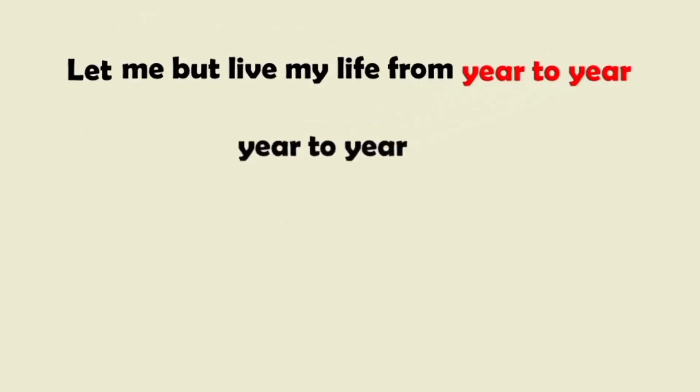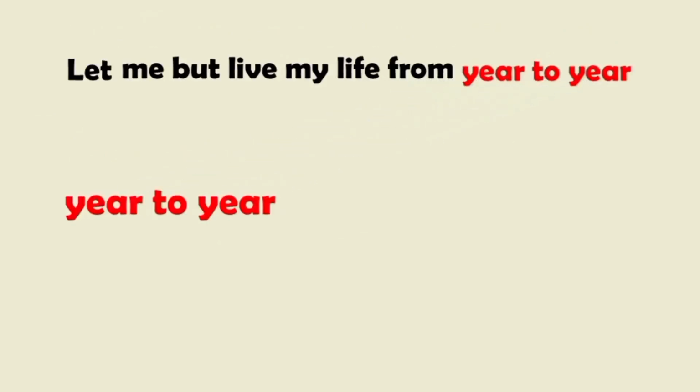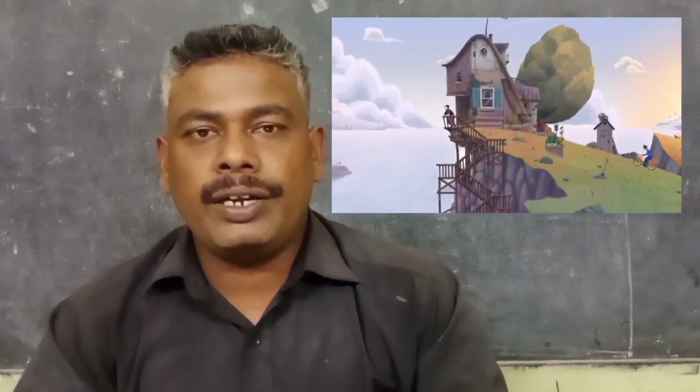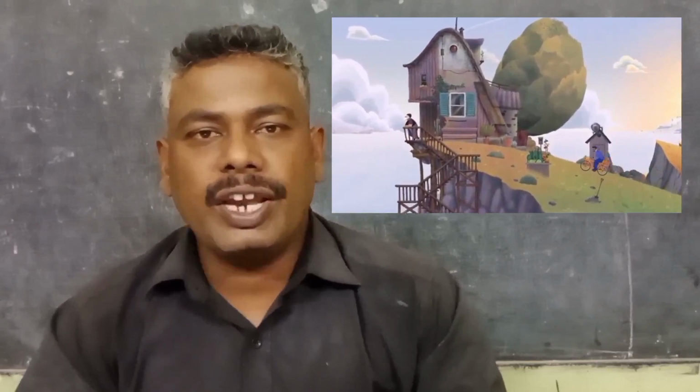Year to year. The phrase "year to year" indicates each passing time in one's life. From the first line, we can understand that the poet wishes to live and enjoy every passing time of his life. Let's move on to the second line.